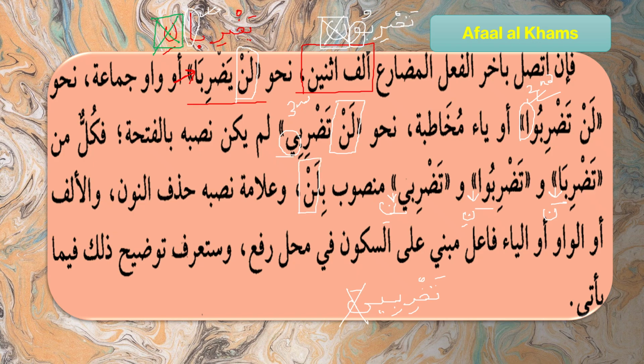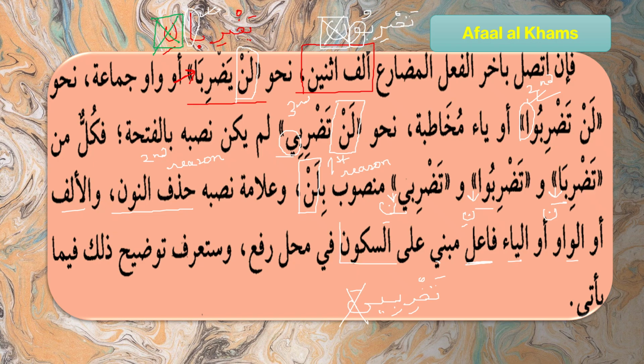And what is the alama? What is the sign? How can you say that this fail mudari afalul khamsa is in nasb case? The first reason you can give in your i'rab is that it is preceded by a tool of nasb. The second is hadhfun noon. This is your second reason in your i'rab, that there is the deletion of noon. Okay. Now alif, waw and ya, they are all fa'il. They are all damir, showing you how many people are doing the work here, and they're all mabni ala sukun.